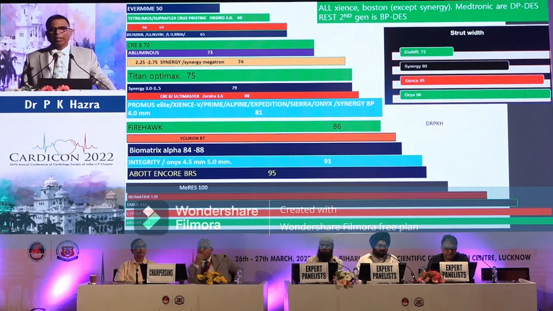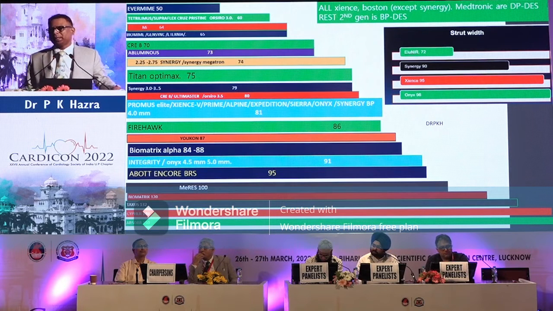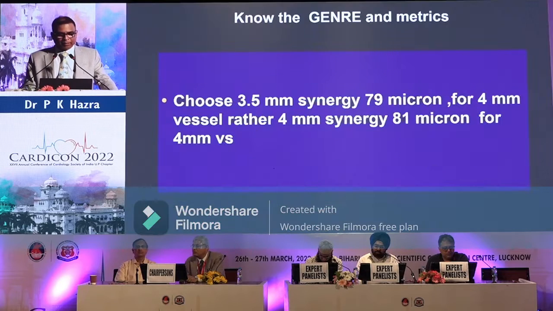Now, stents are not born equal. They are born differently, with their stent strut thickness and width. For example, the Promus, Xience Prime, Alpine, and Synergy are 81 micron, but if you go to the 3.5 Synergy, it comes down to 79 micron. The stents are different, and if you put in a thinner stent, the chance of early endothelialization is rapid. The long-term MACE will definitely be less, and Synergy also has the least stent width. So choose your best stent, and you should know the genre. For example, choosing a 3.5 millimeter Synergy of 79 micron for a 4 millimeter vessel is an ideal choice rather than using a 4 millimeter Synergy of 81 micron, because you can expand 3.5 to 4.5 millimeter.